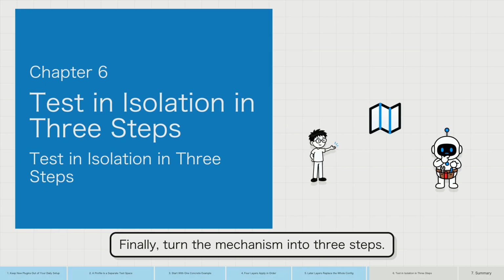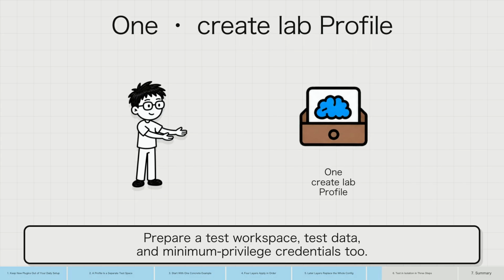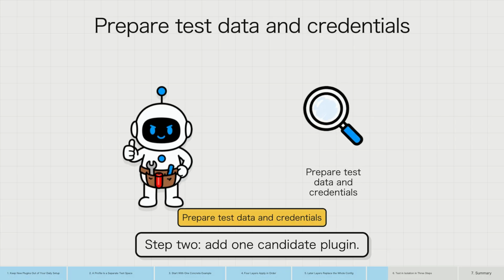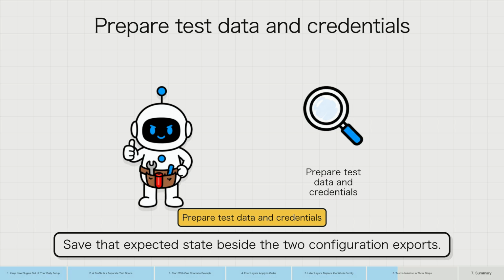Finally, turn the mechanism into 3 steps. Leave inspectable evidence after every one. Record the expected rollback before you start. Step 1. Create the experimental profile. Prepare a test workspace, test data, and minimum privilege credentials too. Step 2. Add one candidate plugin. Save the bundle baseline and final composition, then highlight changed rows. Save that expected state beside the 2 configuration exports.